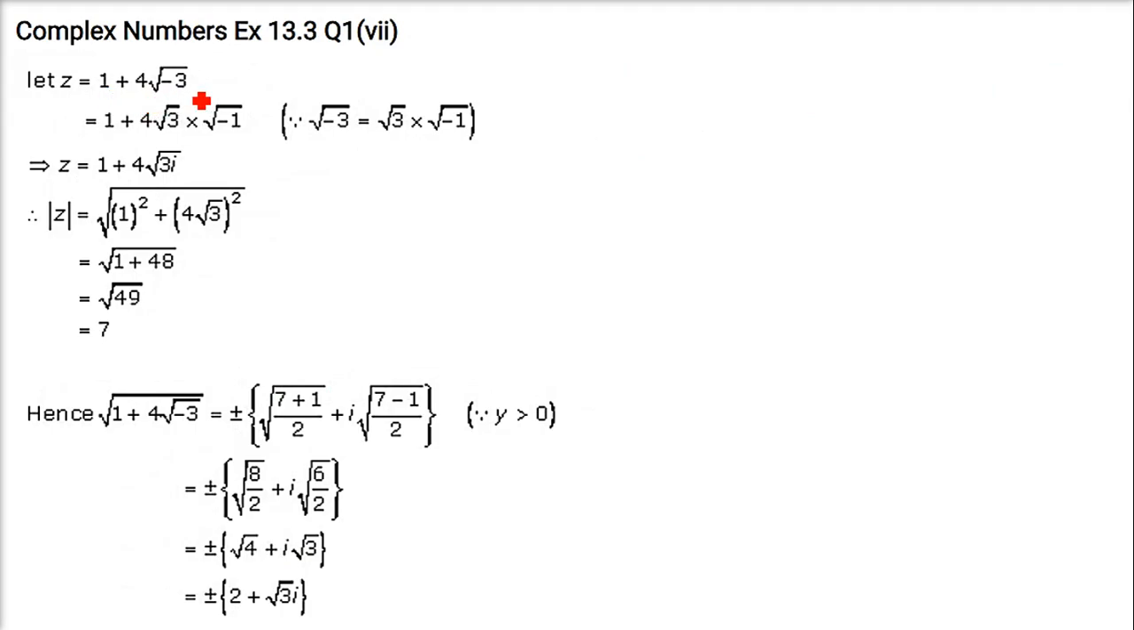Here you have 1 plus 4 under root minus 3. So 1 plus 4 under root minus 3 can be written as under root minus 1 into under root 3. So 1 plus 4 root 3, I, this under root minus 1 is I. So you have 1 plus I into 4 root 3. So here the real part is 1, imaginary part is 4 root 3. You can say x is this one, y is this one.